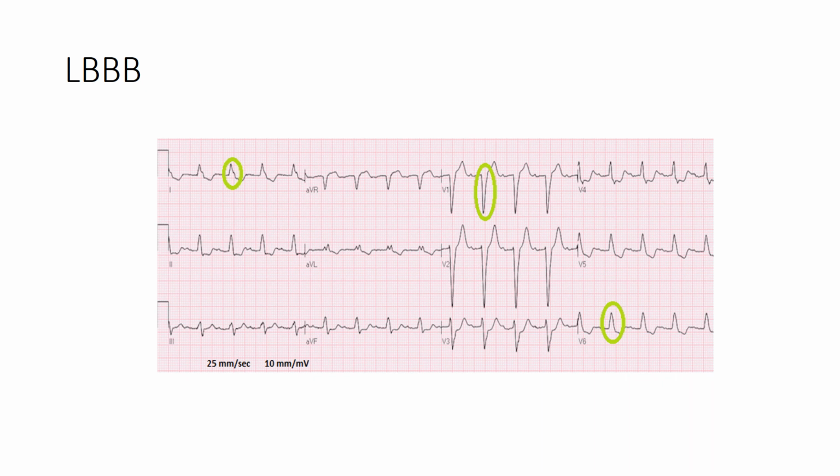Shown here is the ECG of a patient with left bundle branch block. Here you can see prominent broad R waves in lead 1 and V6 as well as broad S wave in lead V1.